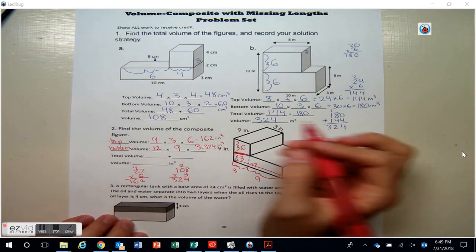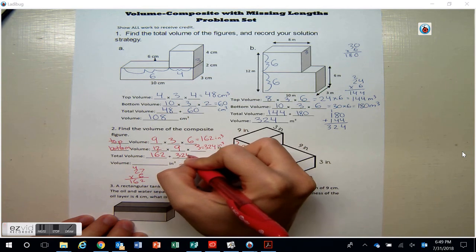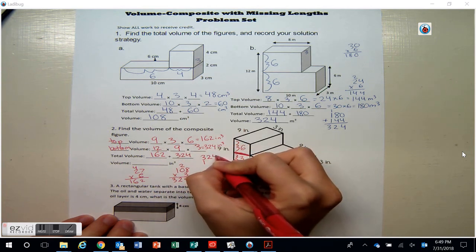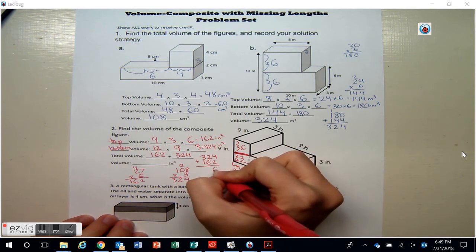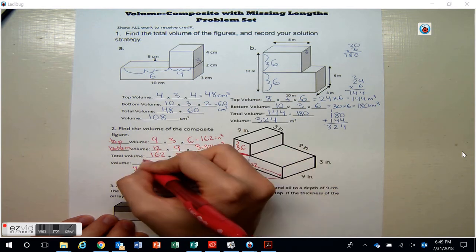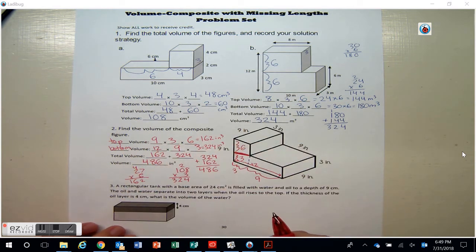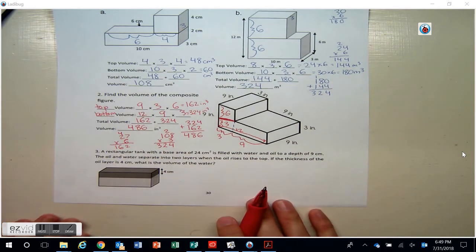So now 162 plus 324. I'm going to line that up. 4 plus 2 is 6. 2 plus 6 is 8. 3 plus 1 is 4. So our answer is 486 inches cubed. Woo! 486 inches cubed.